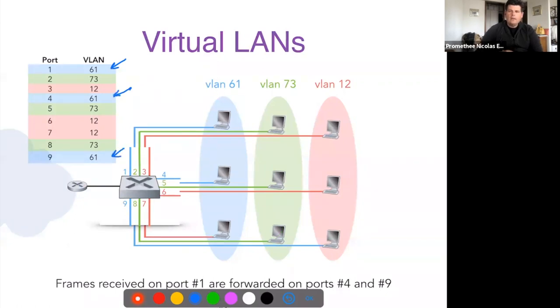And so what it means to the switch is that whenever I receive some traffic on port one, I can only send it to who? To ports 9 and 4. That's it. There's no other way, even if it's flooded, even if it's not in my table, whatever, the VLANs are going to block things. But if they block things, it's because somebody told the switch to do so.